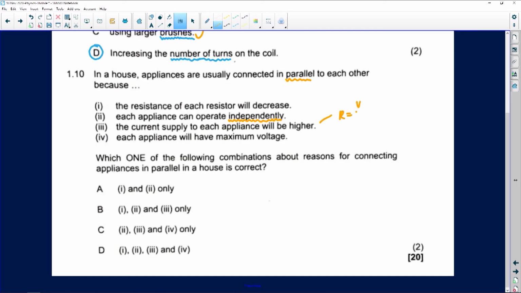R is equal to V over I, famous formula. What do we know? Resistors in parallel, the total resistance is smaller than the smallest resistor. This means that the resistance will decrease and the current will increase. Resistance is inversely proportional to the current. Let's go back to here. Each appliance will have maximum voltage. Again, we are using this formula right here. So the only one I can rule out is the first one. So I can say 2, 3, and then 4, meaning that my option C can then be correct. We can talk about them being independent, how the current will be affected, and the appliance having maximum voltage.